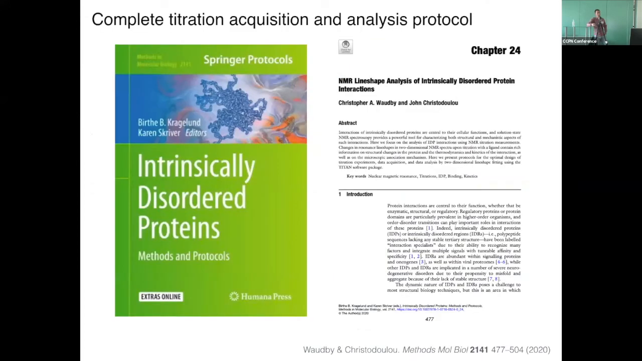We also, last year, wrote a little methods article, which we point anyone who's interested in doing titrations to, with some tips and tricks for recording titrations in an optimal way that makes them suitable for this sort of analysis.